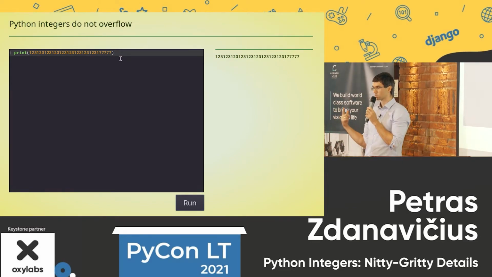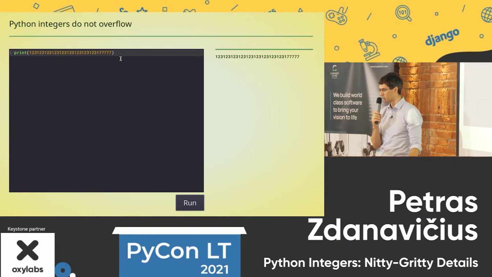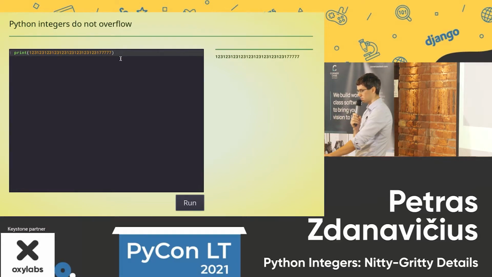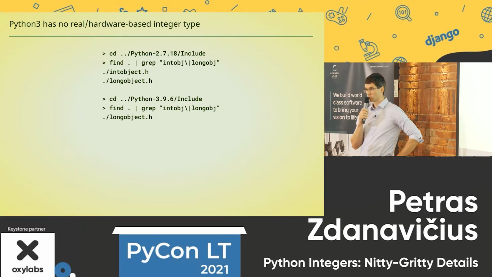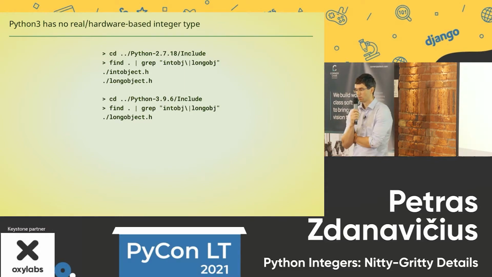Why? Because it's not just a portion of bytes or a number of bytes stored in memory. It's actually an object, because everything in Python is an object. So how is it implemented in CPython? In Python 2, there were actually 2 integer types, int and long. Int was used for storing small numbers, and long was used for storing large numbers.